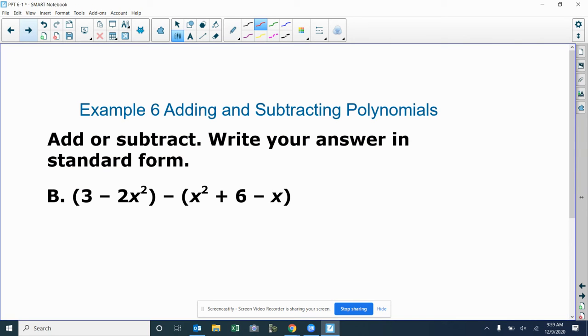Oh, this one's minus. So let's go ahead and do the minus now. So that would be 3 minus 2x squared. We need to distribute minus x squared minus 6 plus x. We'll do one subtraction, and then we're going to move forward. We've got to distribute that negative, or that subtraction. That's the only problem there, you can mess that up. Make sure you distribute there.